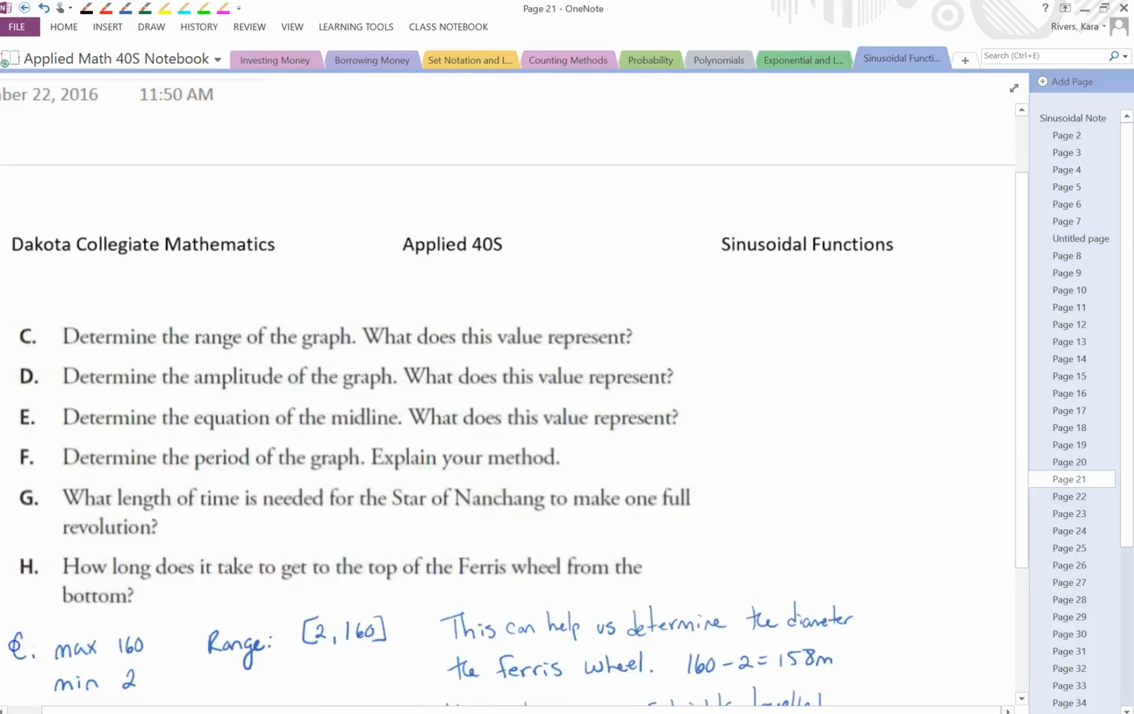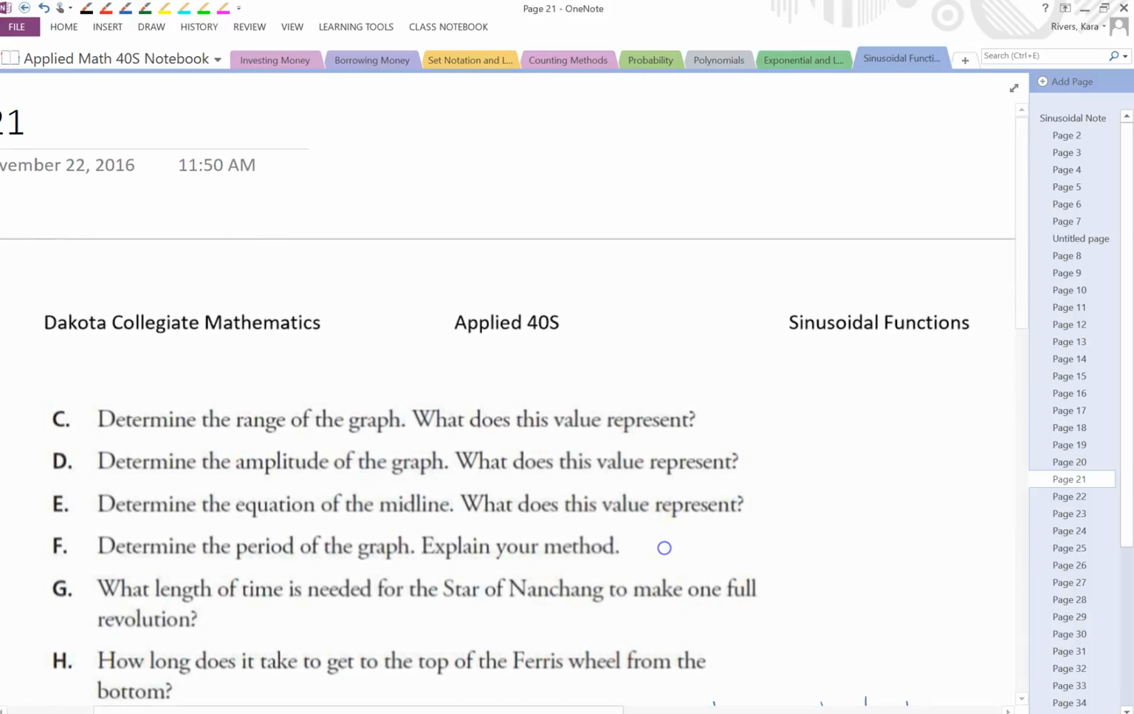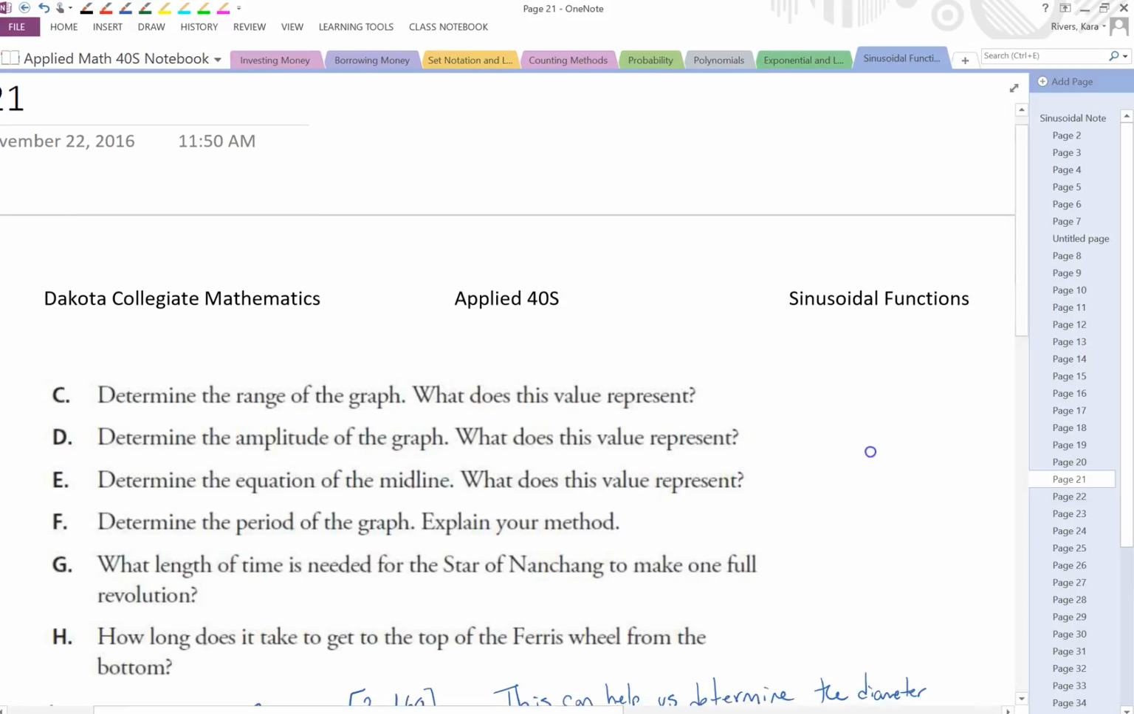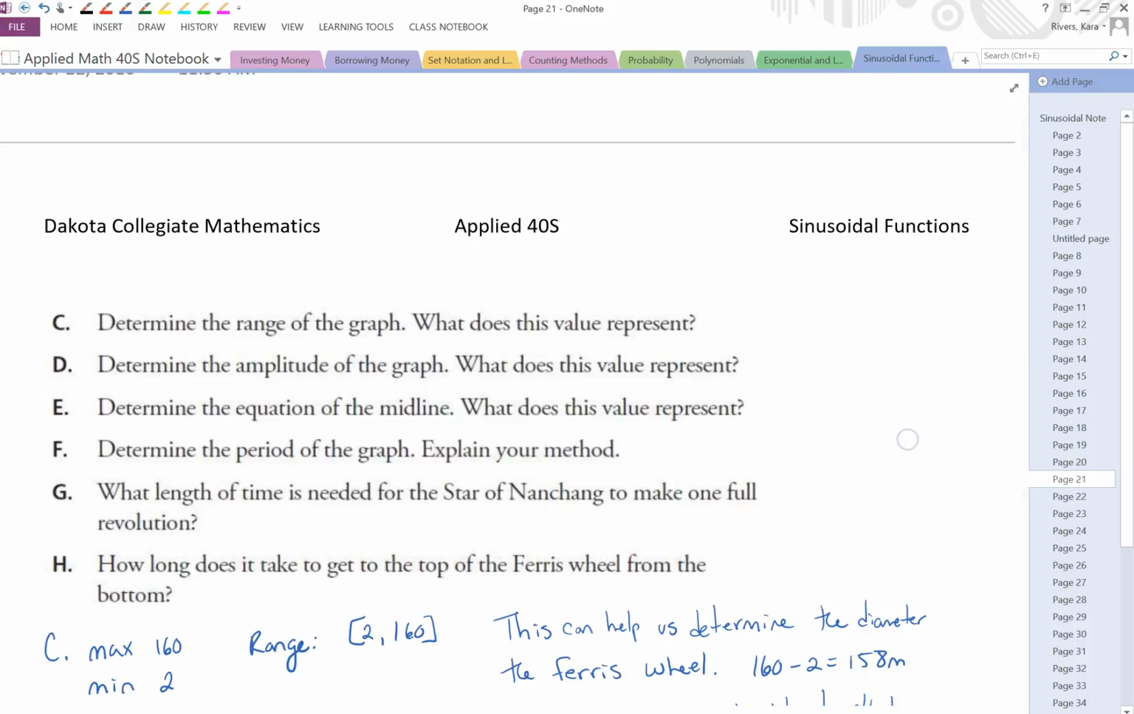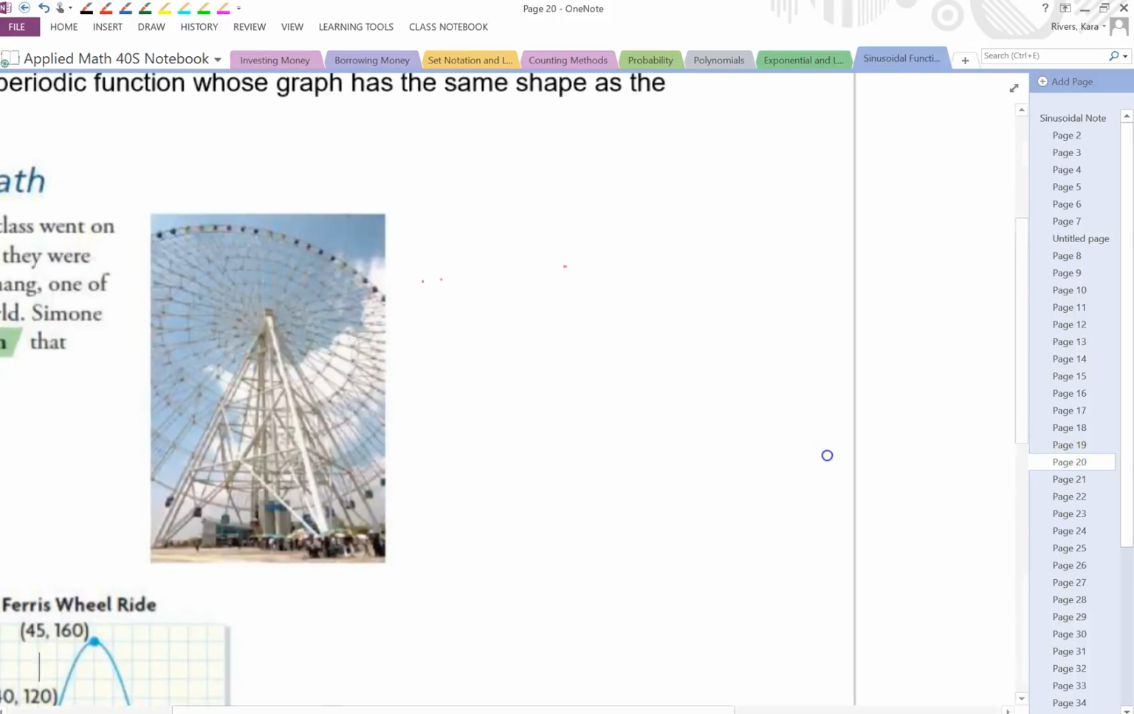So it says, determine the range of the graph. What does this value represent? Well, if we know that our minimum value is 2 and our maximum value is 160, then that's going to represent our range, right? 2 to 160. Now this can help us determine the diameter of the Ferris wheel. If we go back and look at the picture, right?